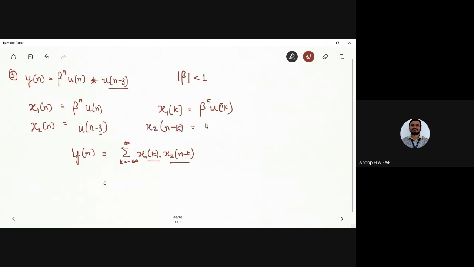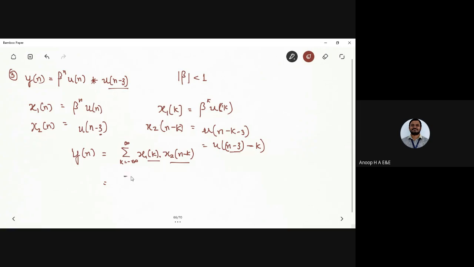So I'll be writing it as u of n minus k minus 3. So I'll be writing it as u of n minus 3 minus k. So this is the n term which is there, and this is minus k. So this is more or less like n, and n minus 3 is there. This is minus k, which you will be representing.